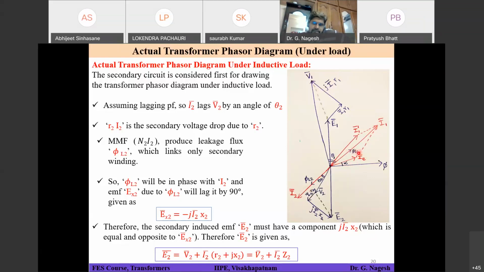Sir, the flux phi L2, where is it flowing? How is flux phi L2 completing its circuit? Flux phi is completing its circuit through the magnetic core. And flux phi L1 is completing its circuit through which path? Through which path, sir? In the secondary coil? No, flux phi L1.